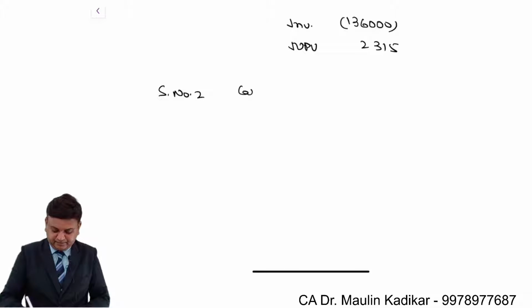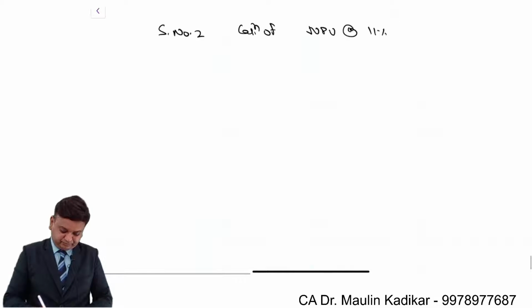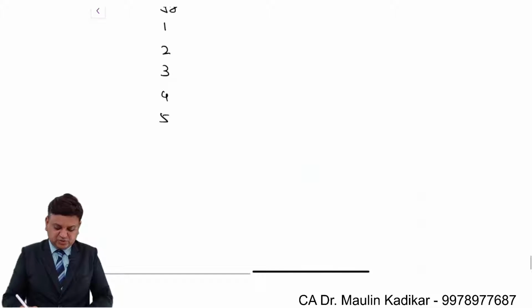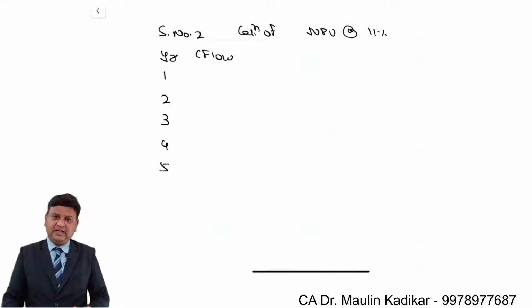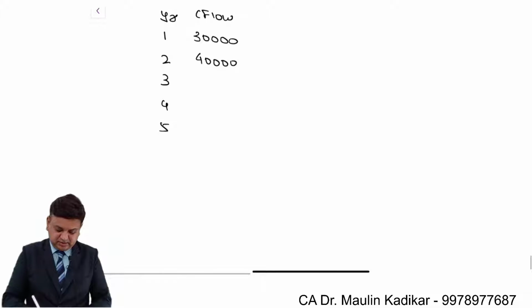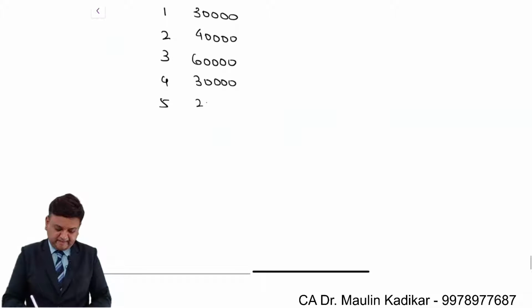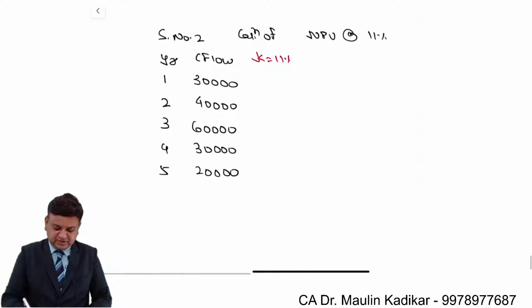Step number 2, calculation of NPV at the rate of 11%. Why only 11%? For that there is no reason. If you have an argument that sir, I want to take 12, yes. 13, yes. 15, yes. Anything you can take. 30, 40, 60, 30 and 20. Discounting at the rate of 11 percent.